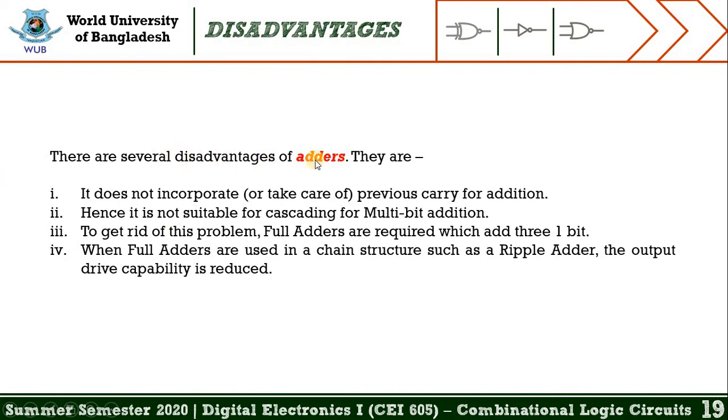Now, since we already learned about advantages, we need to learn what are the disadvantages of the adders. So let's start with number 1. It does not take care of previous carry for addition. Hence it is not suitable for cascading for multi-bit addition. Next one, to get rid of this problem, full adders are required which add 3 1-bit inputs. Last one, when full adders are used in a chain structure such as a ripple adder, the output drive capability is reduced.